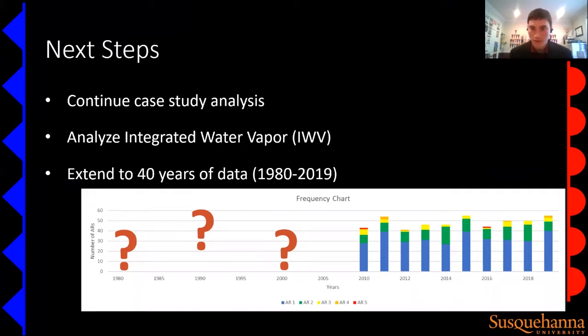Following this presentation and the conference, my goal is to continue case study analysis and possibly add another variable, integrated water vapor, which is very related to IVT, integrated water vapor transport, mathematically. But it might help with the pulses that you saw and with splitting up that AR possibly in the July Category 5 AR. And then in addition, my goal is to extend the study out to 40 years, from 1980 to 2019.